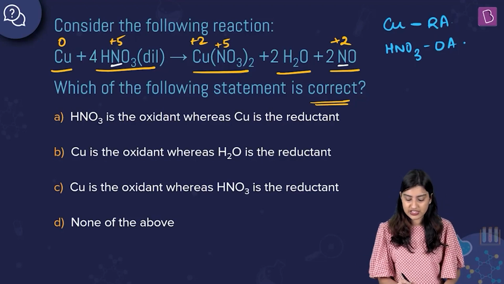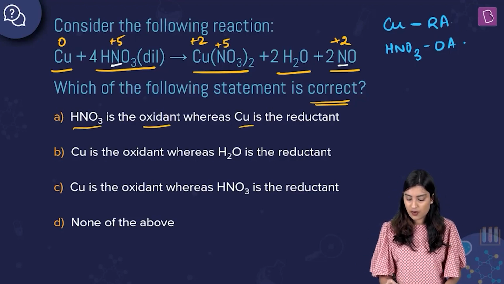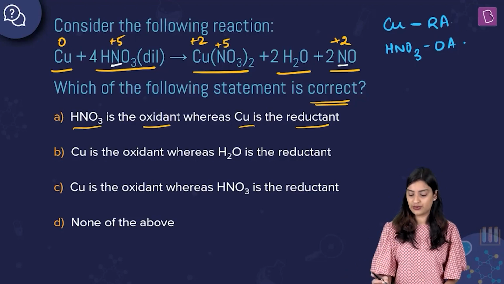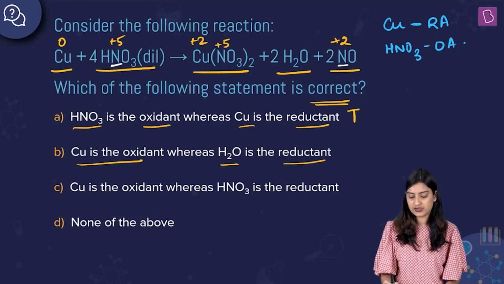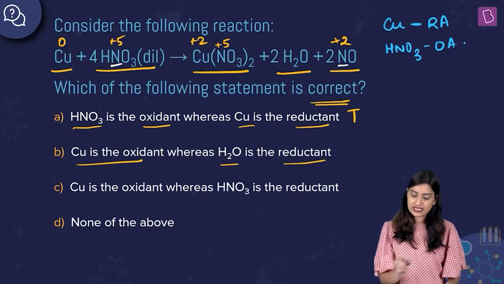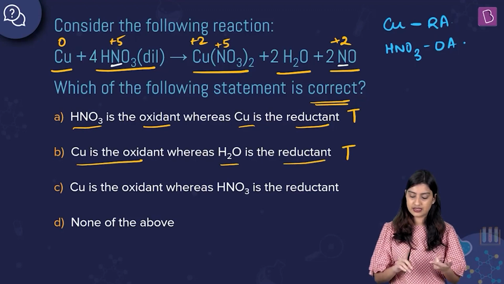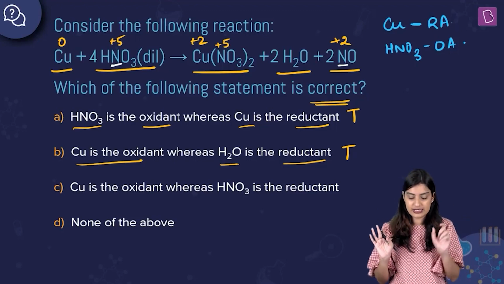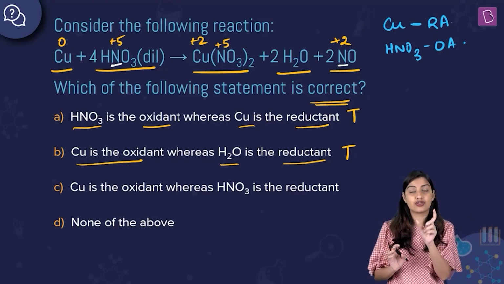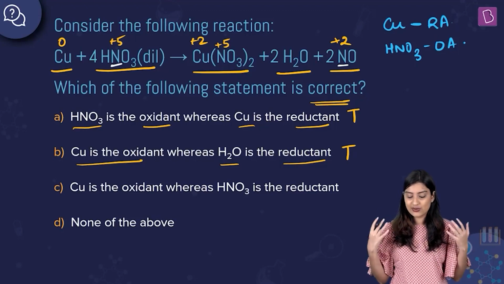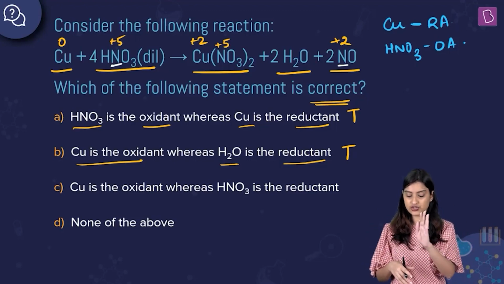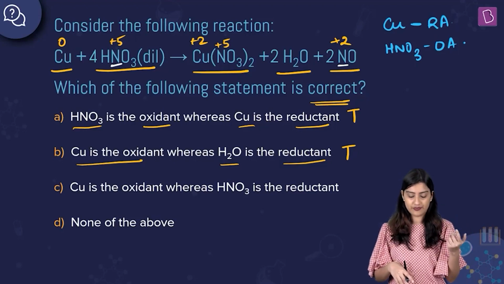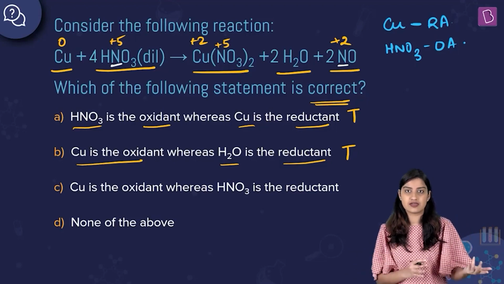You have option A, HNO3 is the oxidant, whereas copper is the reductant. This is absolutely true. This is what we have written. Then you have option B, copper is the oxidant, whereas H2O is the reductant. That's not true, because first of all, copper is the reductant, and water is not featuring at all on the reactant side. They said dilute HNO3, but they have not featured water in the reaction, so we can't include that in our discussion. So H2O as the reductant is not okay, and copper is also not the oxidant, it's the reductant.